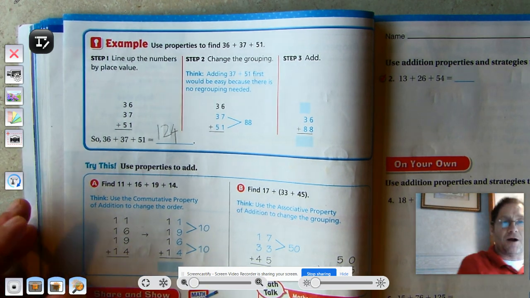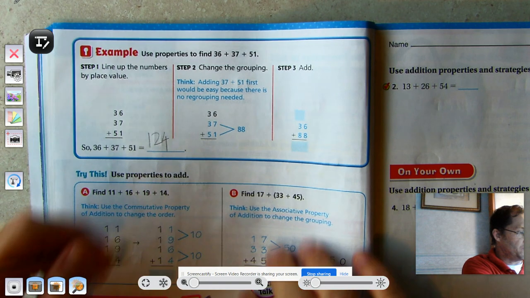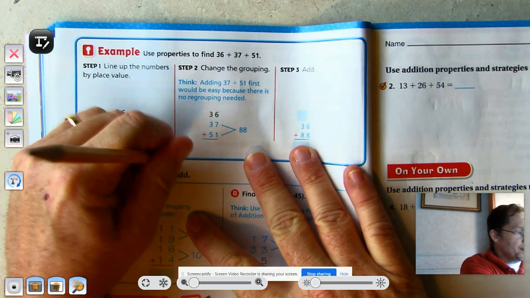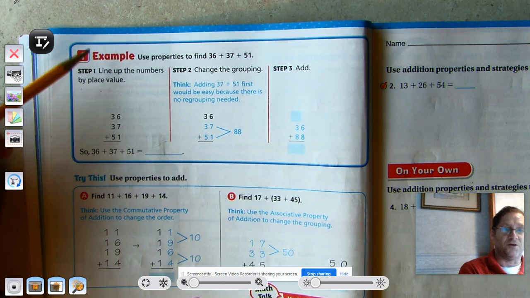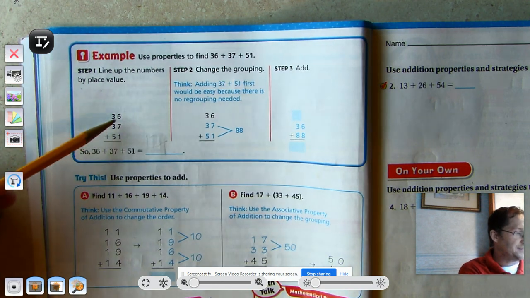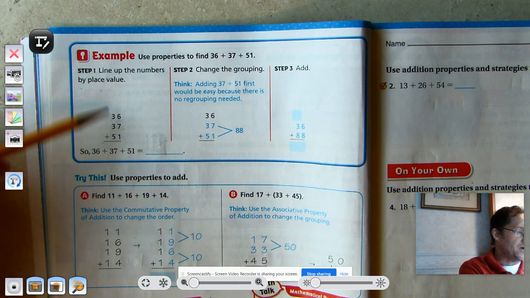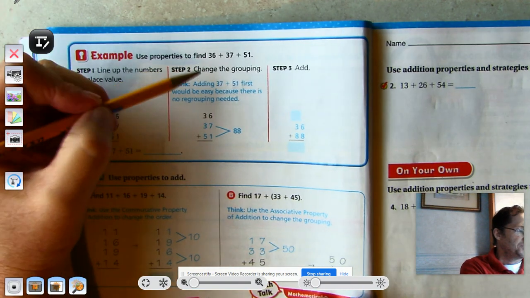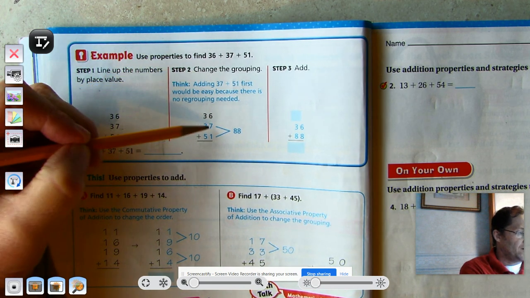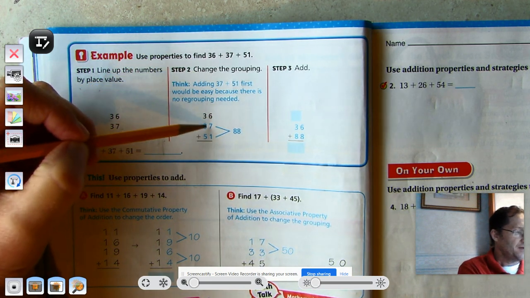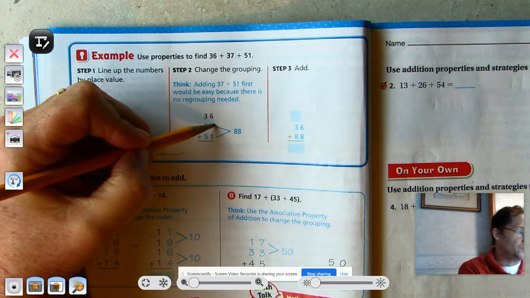All right, use properties to find 36 plus 37 plus 51. Okay, and it says line up the numbers by place value first. So 36, 37, 51, they're lined up by ones and tens. Change the grouping. Well, here I can't make a 10, but 7 and 1 is easier to add than 7 and 6. So we're going to group 7 and 1.